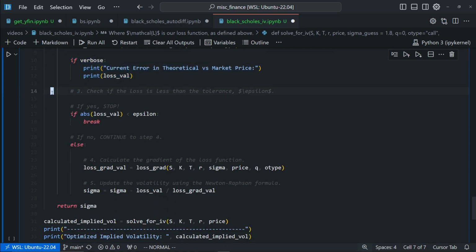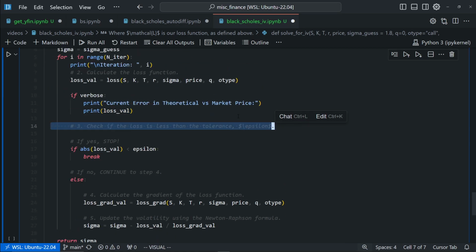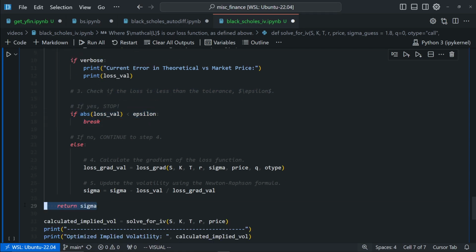Now what we do is we check if that loss is less than our tolerance, epsilon. And if it's less than it, we're done, and we can simply return our current guess for sigma because it's good enough. However, if it's not, then what we do is we compute the gradient, step four in our algorithm above. And then step five is simply update our guess for sigma. So the next sigma guess is going to be the previous sigma guess minus the loss, again, just the difference between the theoretical and actual market price, divided by the gradient.